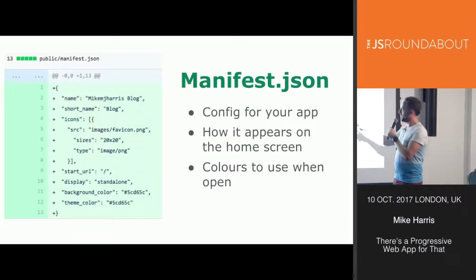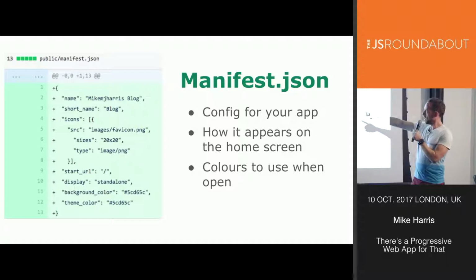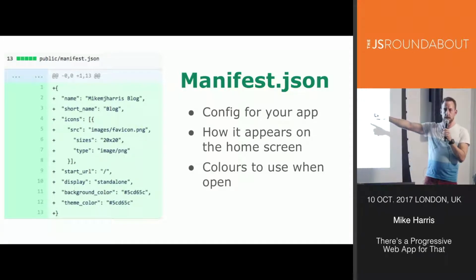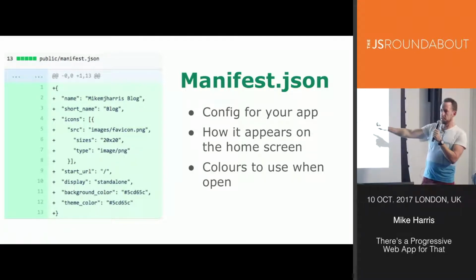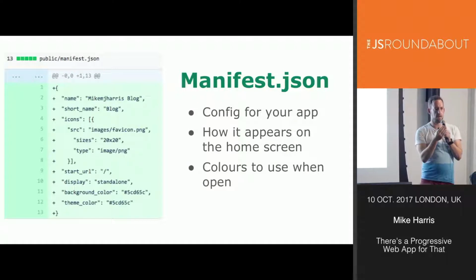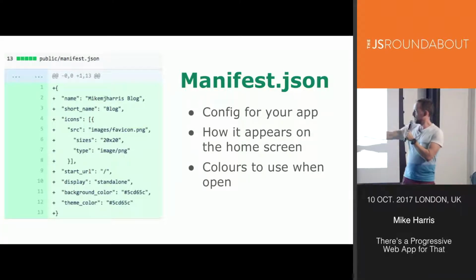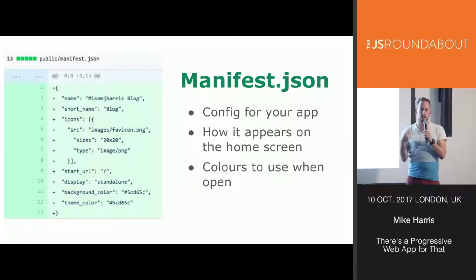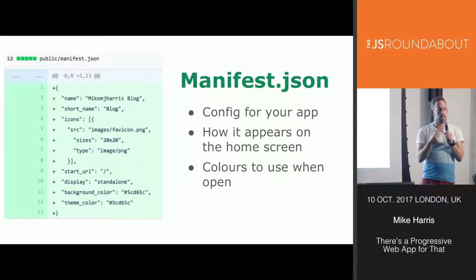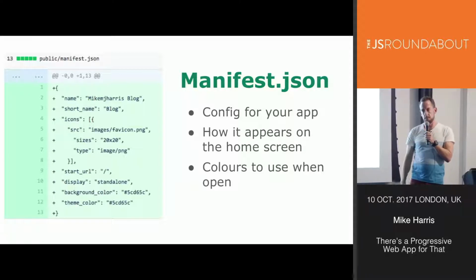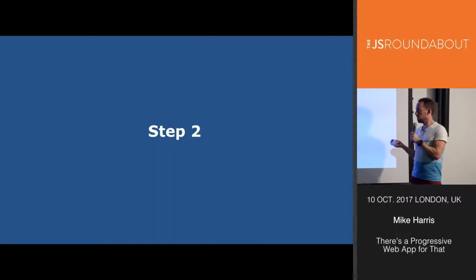First of all, the manifest.json. This is just some config. If you can just about read there, it's basically got a name for my app. It's got a link to an icon that I want to appear on the home page of the phone. And it's got some theme colors. So this is back to that UI, where you want a consistent theme color to your app when it opens up on your phone. Cool, that was step 1.